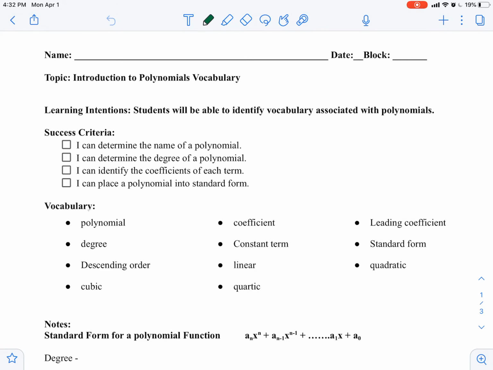So in today's video, we're going to look at Introduction to Polynomials, and we're going to focus more on the vocabulary than anything else today, because it is very important that you know what words mean.